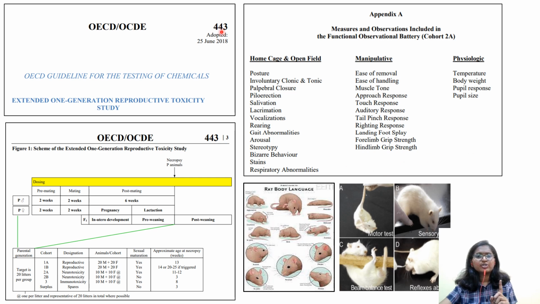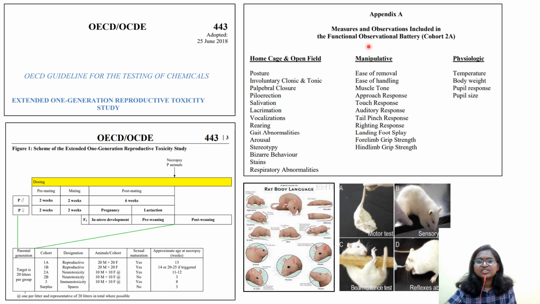As I said, this is the OECD 443 guideline, as given in the previous slide: extended one generation reproductive toxicity. So this is a typical design. You can see the dosing is taking place from pre-weaning till post-weaning. Here the parents, female as well as male, are there. So 20 litters per group, you can see here they have given cohort 1A. The important thing you have to remember is 2A and 2B, which are for neurotoxicity, and in 2B, for neurotoxicity, there is no sexual maturation given. And this is the approximate age at necropsy at 13 weeks, 3 weeks, 2 weeks. So this study design you can clearly read in detail in 443 Appendix A.